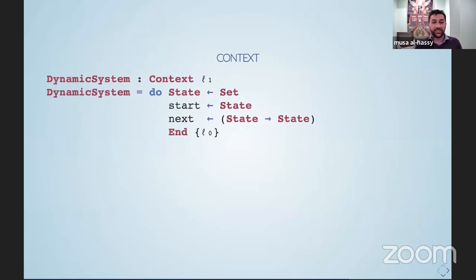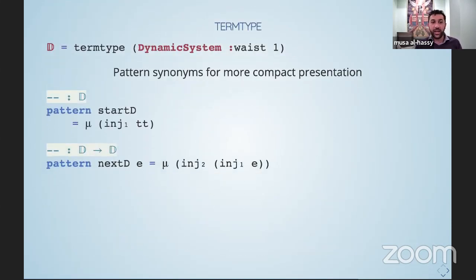So here's a dynamic system. A dynamic system, there's a bunch of states. There's a button that you press next to move between the states, and you have a start state, right? So like a finite automata or a Pepsi machine, right? Very simple, nothing too difficult right here. Then we ask for its term type.